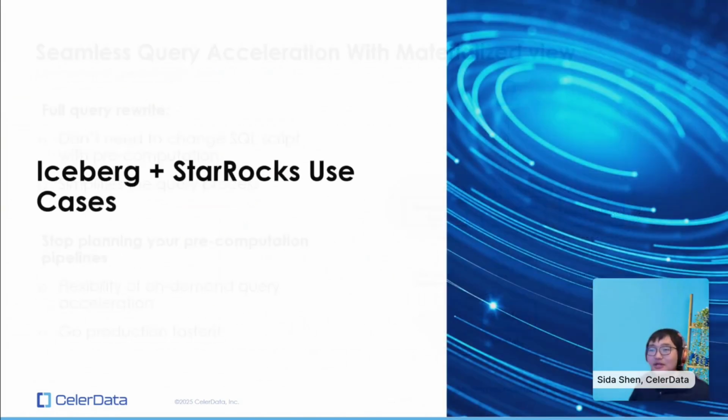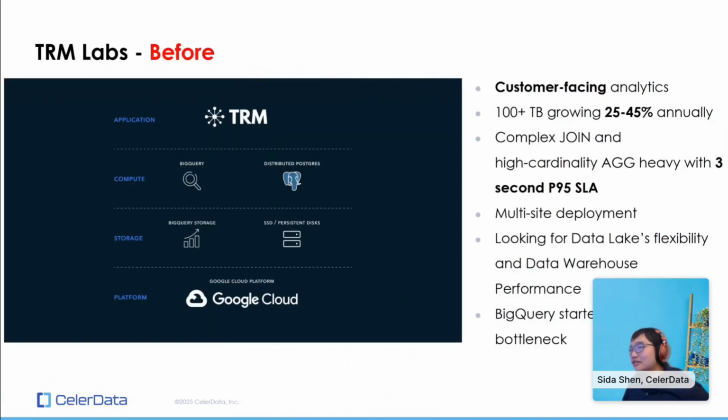Okay, so that is a higher level overview of StarRocks. And now let's talk about some use cases. This is a use case that was presented at the Apache Iceberg Summit 2025, just a month ago. TRM Labs is a blockchain company. It keeps your blockchain data secure, and they do customer-facing analytics.